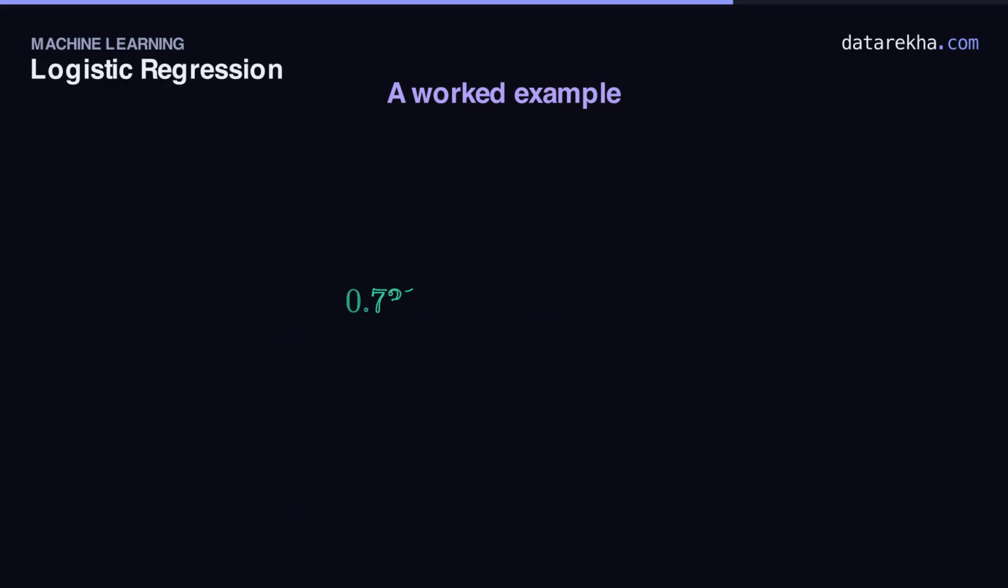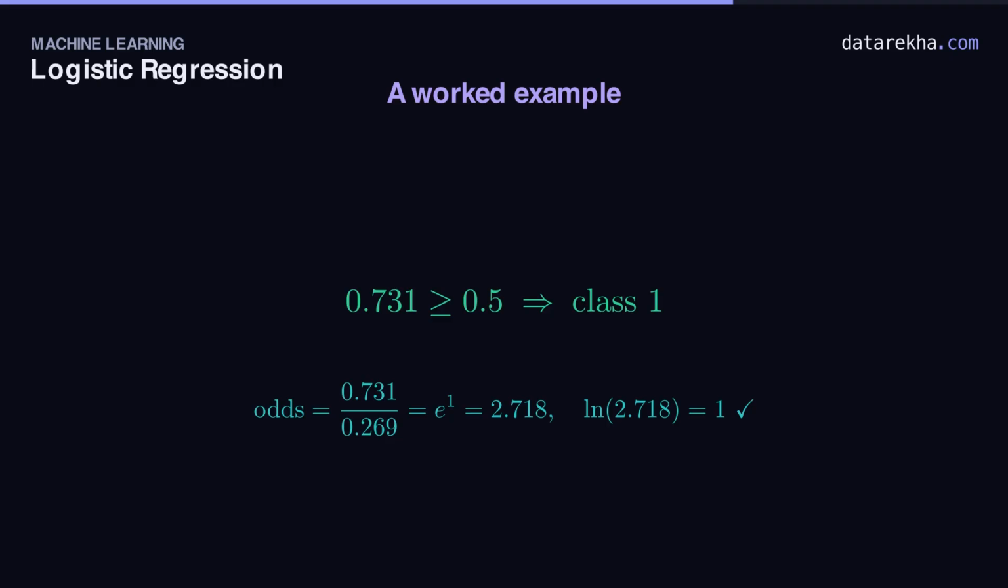Is that class 1 or class 0? 0.731 is comfortably above 1 half. So we predict class 1. And let's verify the whole idea. The odds are p over 1 minus p, which is exactly e to the 1, 2.718, and its log is 1, our z, precisely as promised.